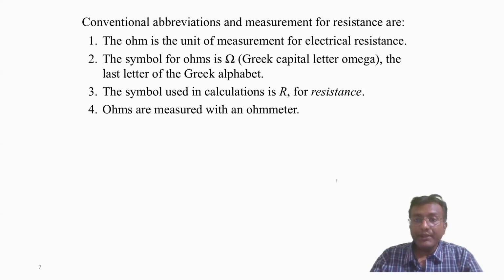Conventional abbreviations and measurement for resistance. The ohm is the unit of measurement for electrical resistance. The symbol for ohms is omega. It is a Greek letter, the last letter of the Greek alphabet. The symbol used in calculation is capital R for resistance. Ohms are measured with an ohmmeter.